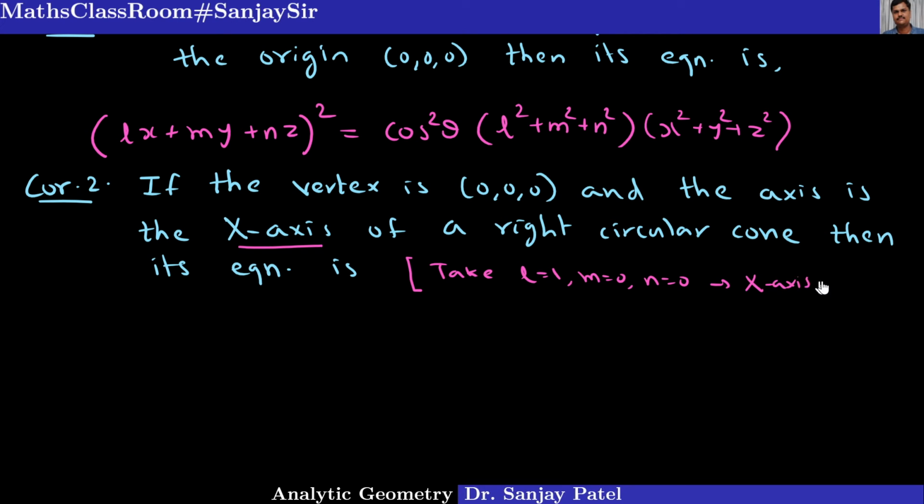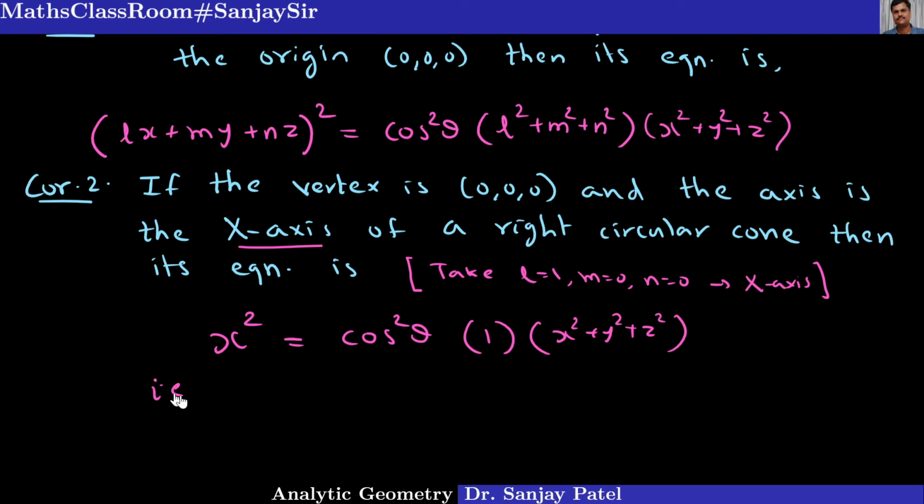It is the direction of the x-axis. So l, m, n is 1, 0, 0 respectively. What you will get is 1 into x plus 0 plus 0. So simply x square here is equal to cos square theta. Again here it is 1 square plus 0 square plus 0 square, so simply 1. And this will be x square plus y square plus z square as it is.